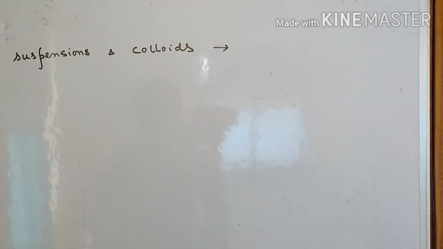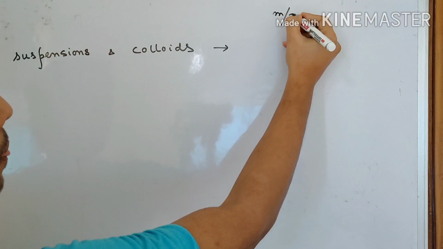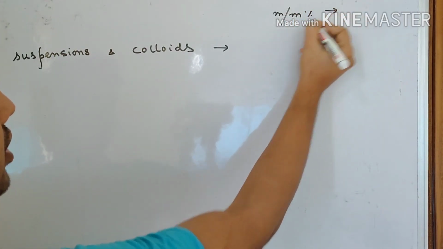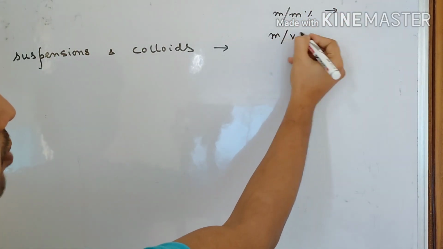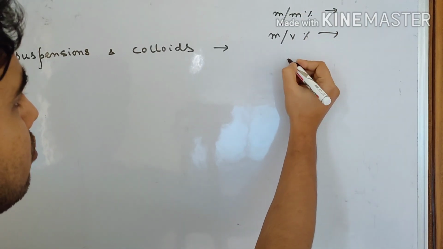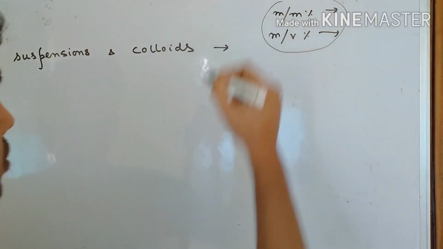Today we are going to discuss suspensions and colloids. Remember, we had a discussion regarding the concentration of solutions and how to measure it. There we have seen mass by mass percentage. I think you can remember. We have done mass by volume percentage also. We have done some calculations regarding both of these.